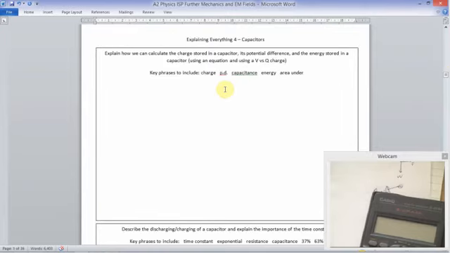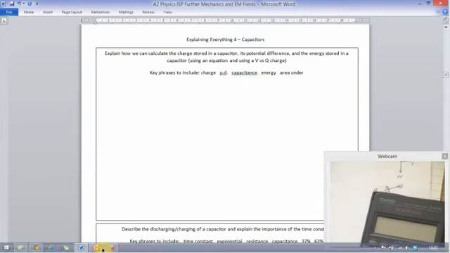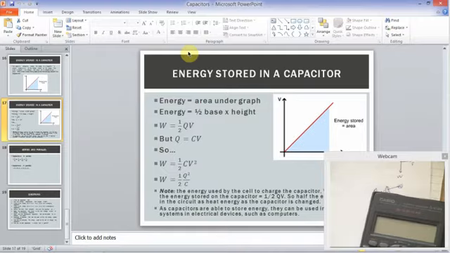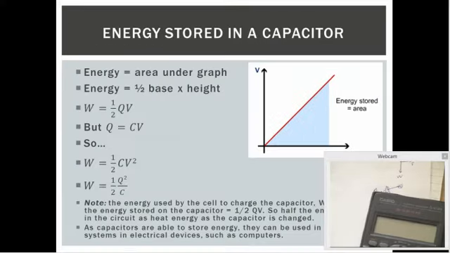So the first thing is explain how you can calculate the charge stored in the capacitor, its potential difference, and its energy stored in the capacitor using an equation and by using a voltage against charge graph. Okay, I should say graph at the end of it rather than charge. That wouldn't make sense. We want the graph. We want to figure out how to do it. Okay, so if I bring up a slide, if I enable the content, and let's get that full screen.